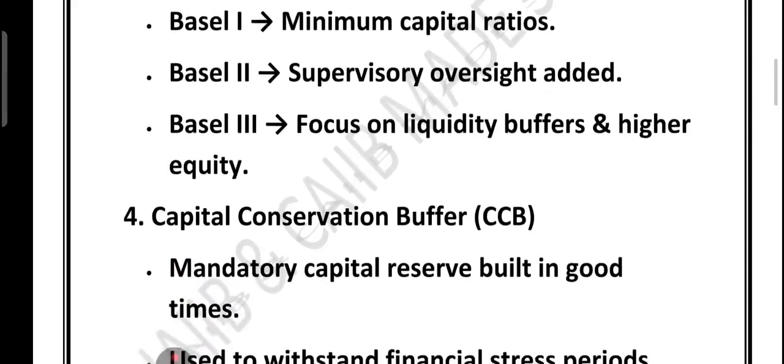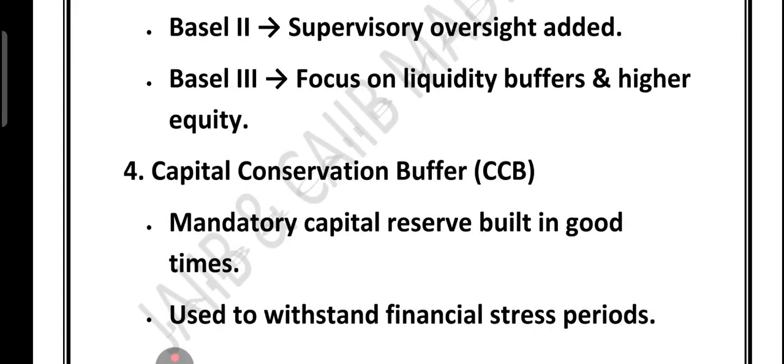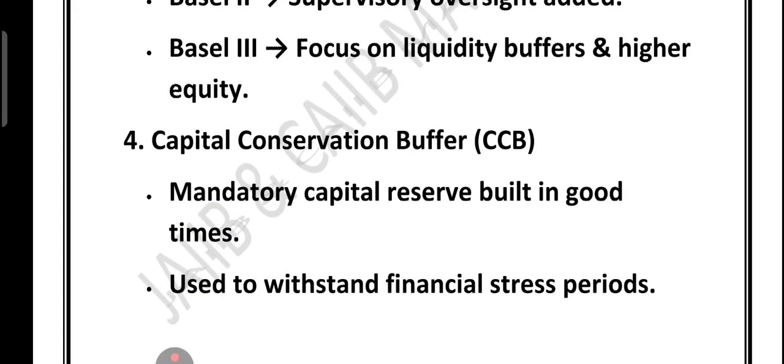Basically, let's talk about the CCB, that's called capital conservation buffer. This is a mandatory reserve that banks build up during good times. Yes, banks build a mandatory reserve during good times. It acts like a cushion, allowing banks to absorb loss and stay strong during financial stress or crisis periods.